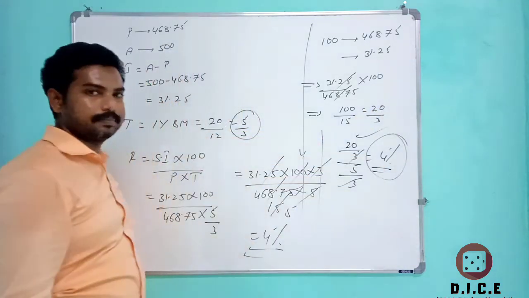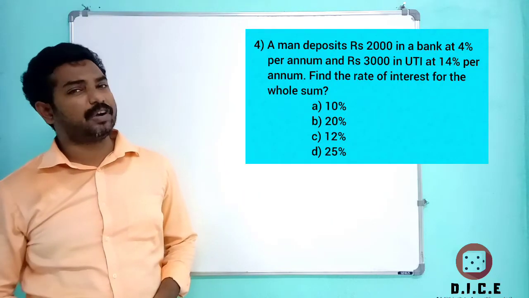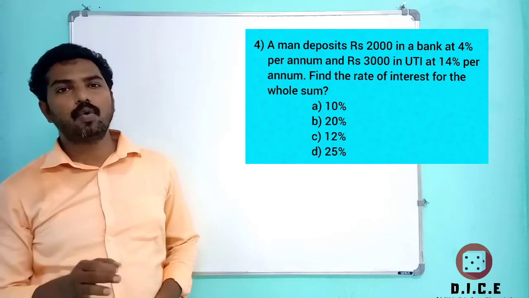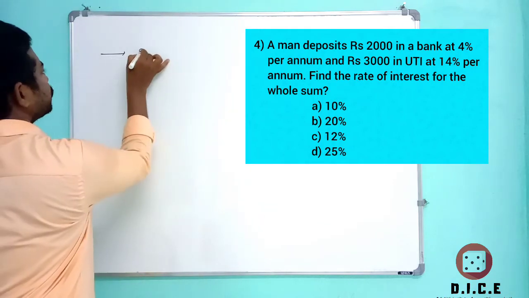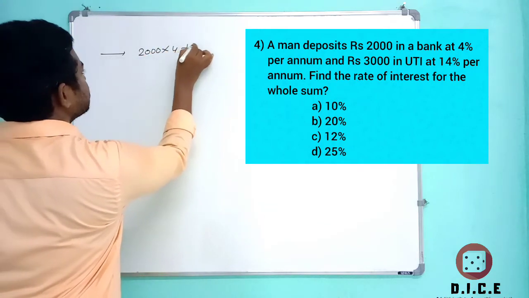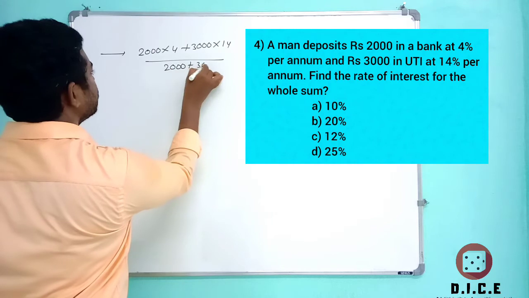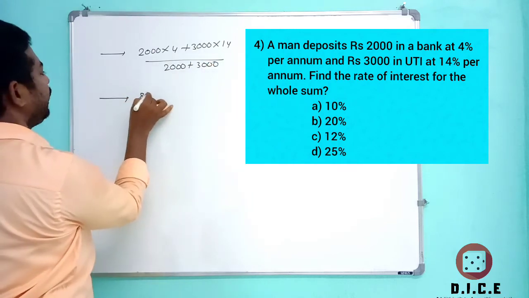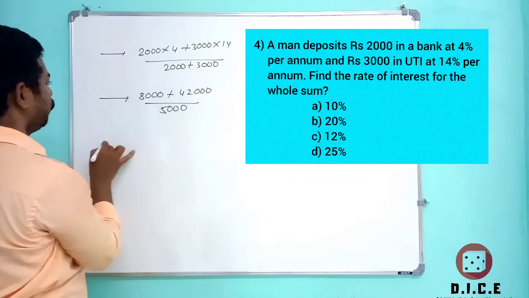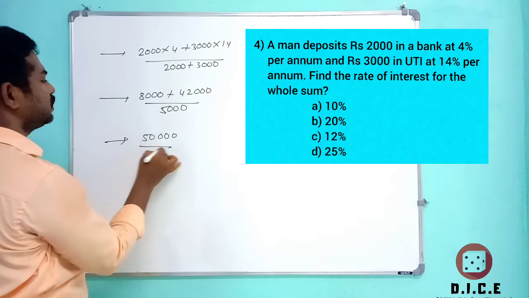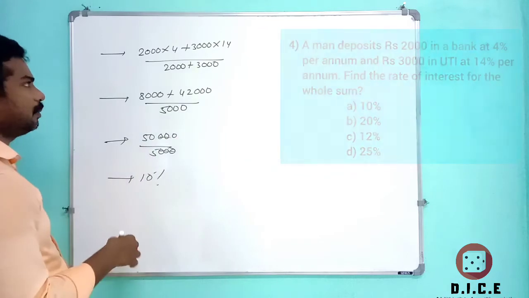Direct shortcut. See question number 4 here. A man deposited 2000 in a bank at 4% and 3000 in another bank at 14%. Now we are asking what the rate percentage on the whole sum is. We have to calculate the whole rate percentage. It can be solved as 2000 at 4% plus 3000 at 14%, by 2000 plus 3000. This is 2 4s are 8000 plus 3 14s are 42,000, by 5000. Therefore this is 50,000 by 5,000, which is 10%. Calculate 50 by 5, that is 10%.